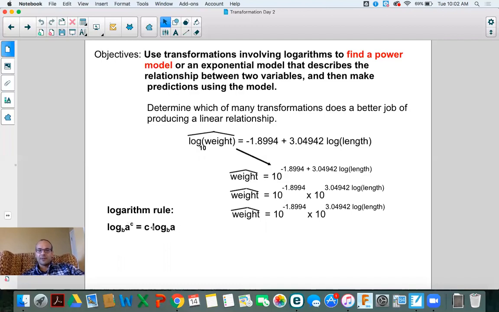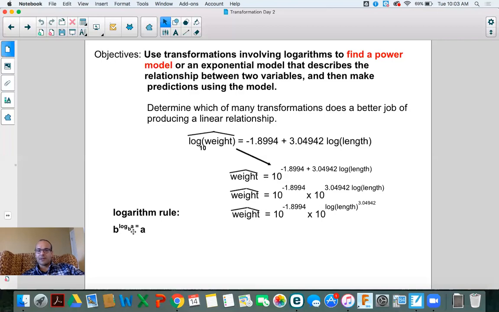We have a coefficient in front of a log. So we can take that 3.04, we can swing it up to be an exponent on, in this case, length. And we're starting to now get a little bit closer to what we want, where your length, your variable to a power is a part of your power rule. But what is not part of our power rule is this.